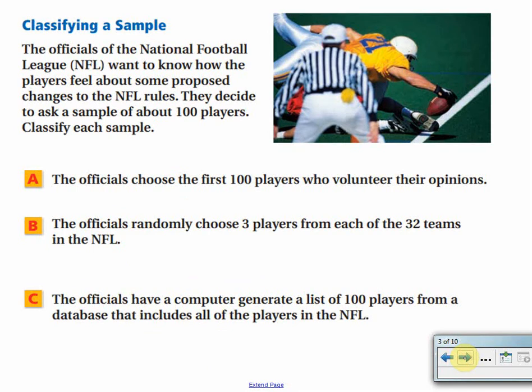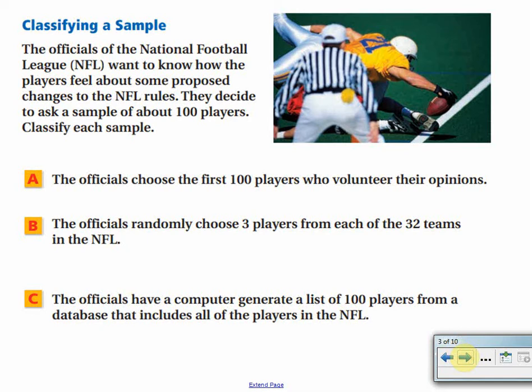In this example, we're just going to read through them and classify which of the 6 types of samples they are. So the officials of the National Football League, the NFL, want to know how the players feel about some proposed changes to the rules. They decide to ask a sample of about 100 players, classify each sample. So obviously they can't ask every single player in the NFL because there's, I think, 82 players on a team and 30-something teams, so there's a lot of people. So they're just picking 100 players to represent their sample.